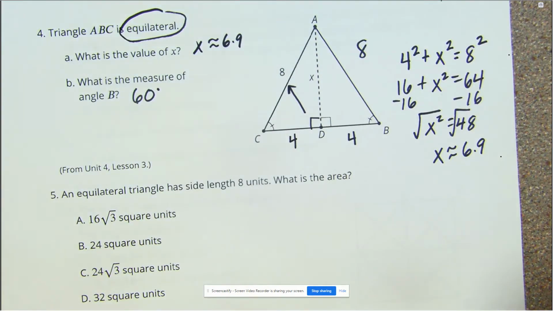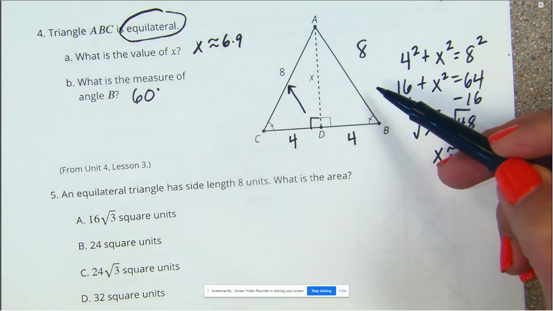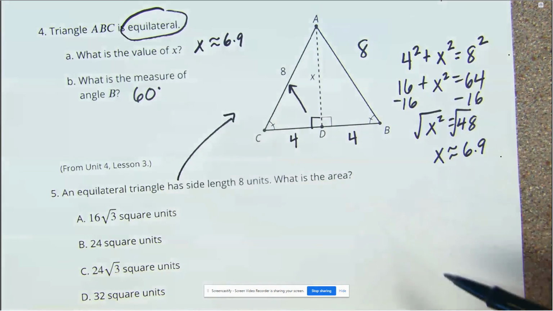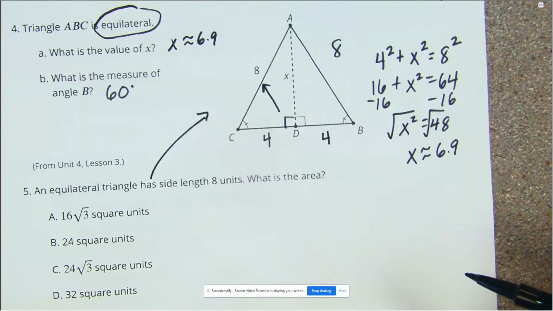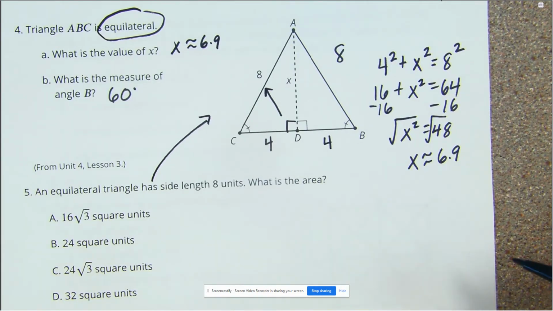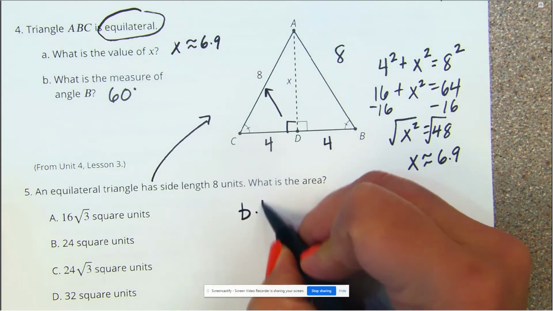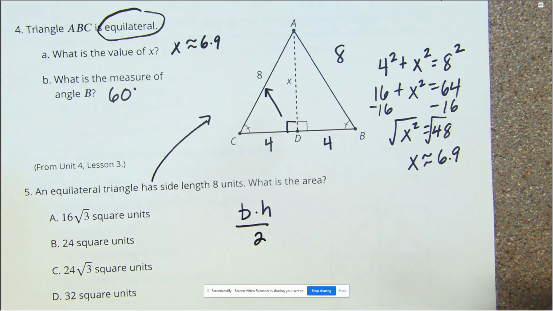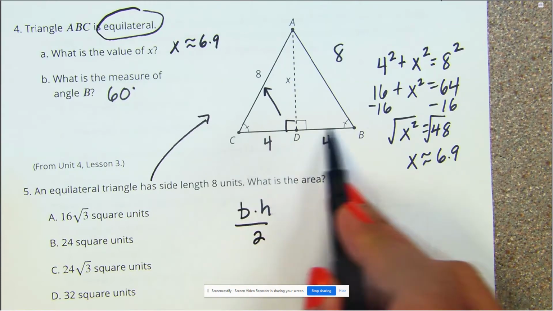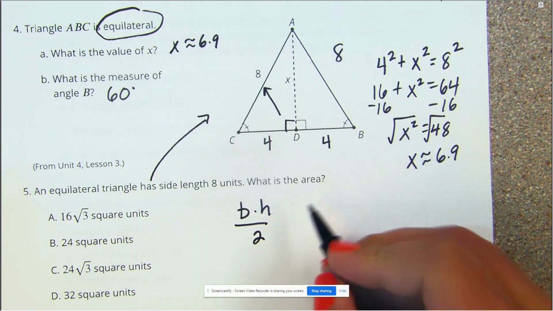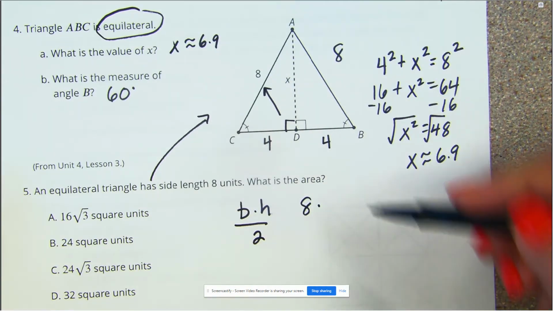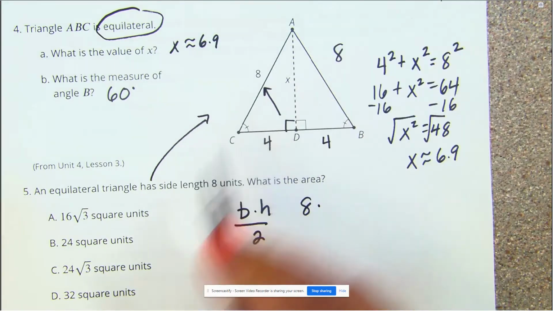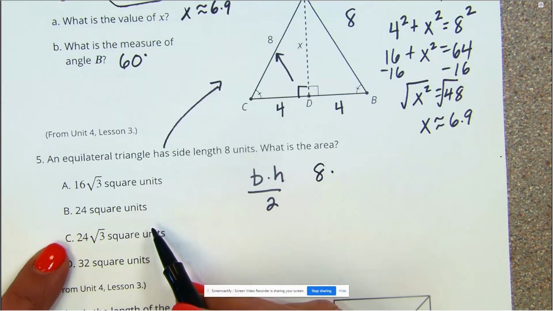Number 5, an equilateral triangle has a side length of 8, so it's this one right here again. Let's just use this as our picture. What is the area? How do we find the area of a triangle? It's base times height divided by 2. So I know the whole bottom here is 8 times the height. Now I notice over here they're using exact values, and that's okay.